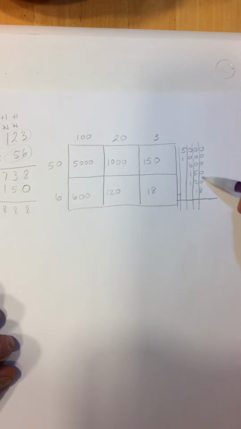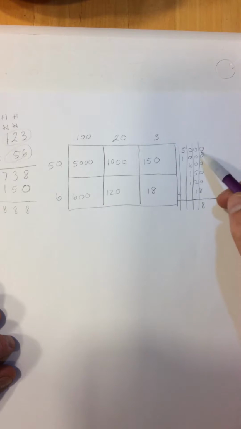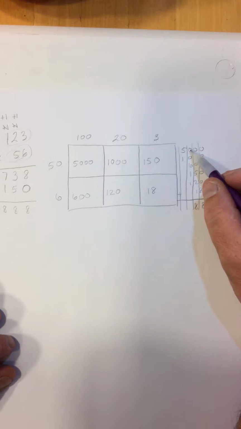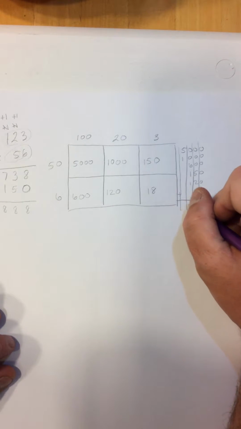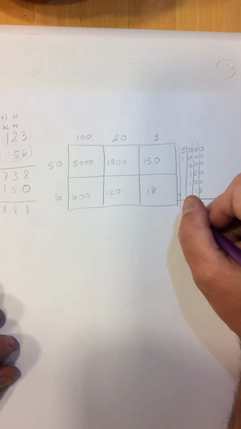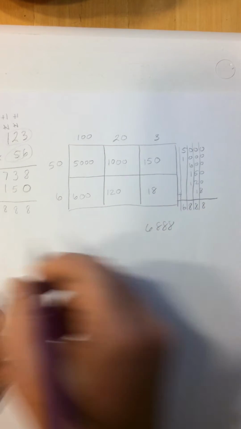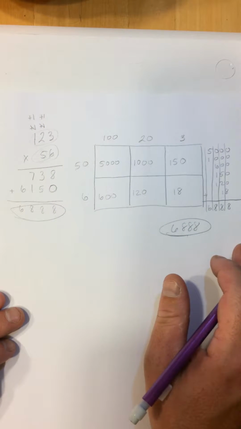So in our ones column, I have a whole lot of zeros and just an 8. Well, all those zeros plus 8 is 8. In the tens column, I have 3 zeros, which is nothing. I have 5 plus 2 is 7, plus 1 more is 8. In the hundreds column, I have 6 plus 1, which is 7, plus 1 more, which is also 8. And in my thousands column, I have 5 plus 1, which is 6. So I have 6,888, which also matches what I got in the standard algorithm.